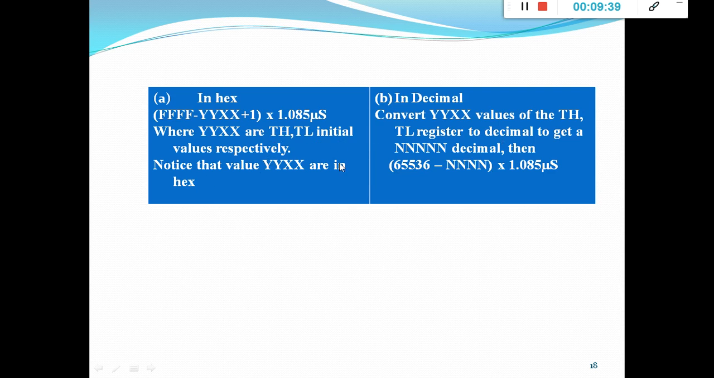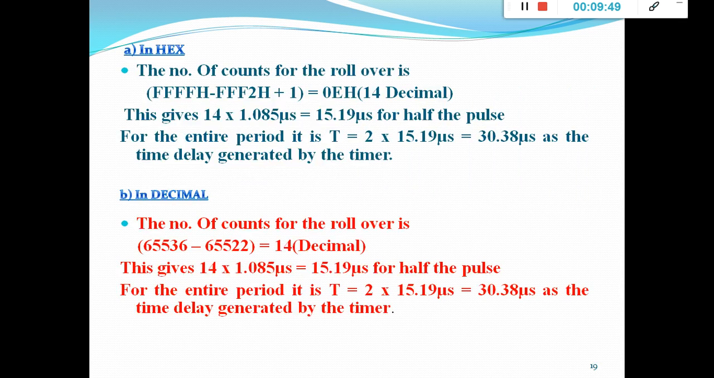If you apply both methods, the result must be the same. So when you apply the hex value, whatever time delay you get has to match the delay which you calculate using decimal. Okay. So now let us take the same initial count to calculate the time delay in both methods, in hex as well as decimal.